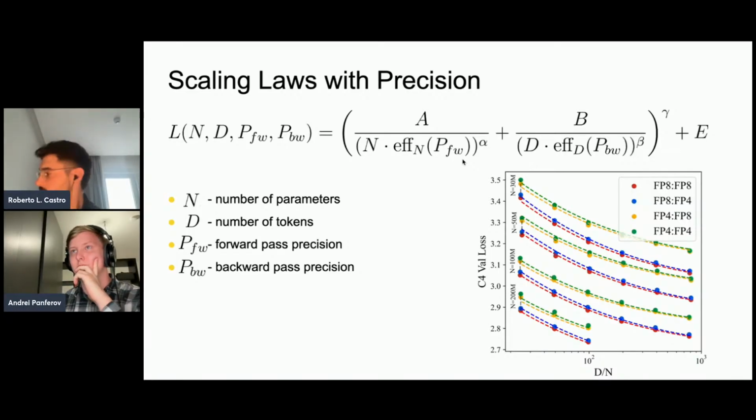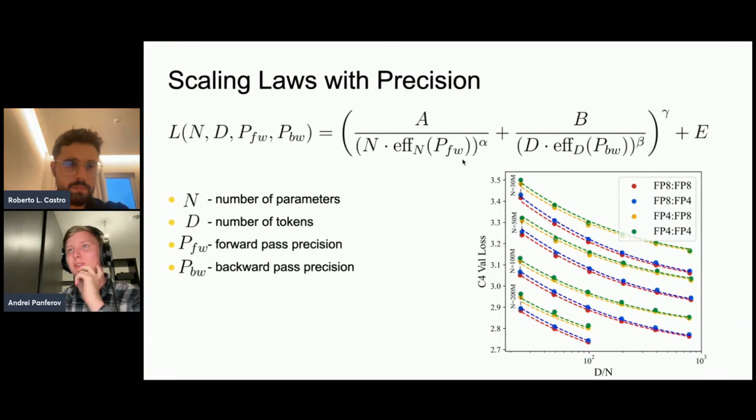And this is the scaling law that we used in the end for our own description of quantized training performance as a function of parameter count N, number of tokens D the LLMs were trained on, forward precision P forward for a certain training method, and backward precision P backward for a certain training method. And let's break down the scaling law.